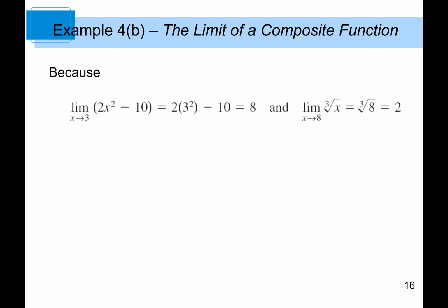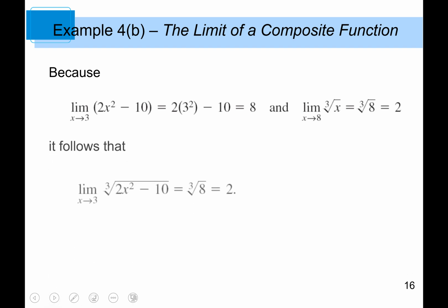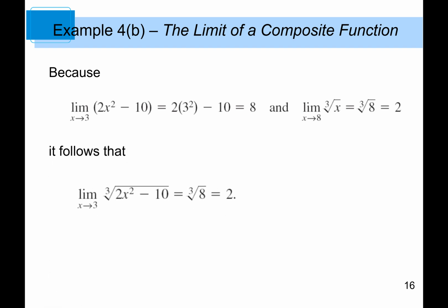So similarly, this is another example of composite functions. The limit of 2x squared minus 10 as x approaches 3, using direct substitution, replace x with 3. It becomes 2 times 3 squared minus 10, which is 8. And the limit as x approaches 8 of the cubic root of x becomes the cubic root of 8, which is 2. So the limit as x approaches 3 of the cubic root of 2x squared minus 10, since the inside is equal to 8, gives the cubic root of 8, which is 2.